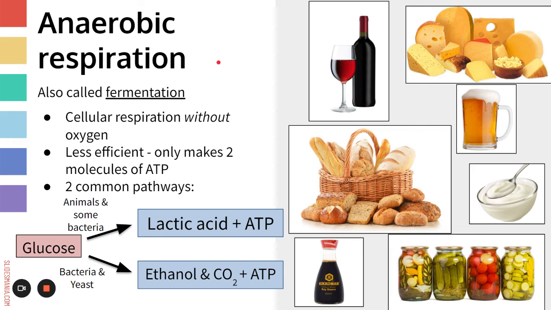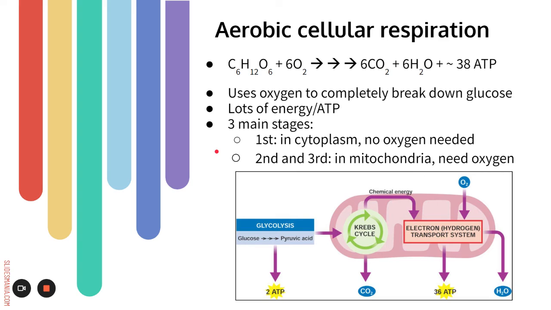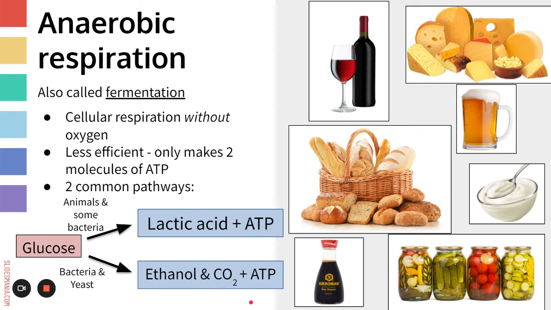So the downside is that it's way less efficient. You're only getting about 2 molecules of ATP instead of the 38 molecules that we talked about with aerobic cellular respiration. And you might notice we get 2 ATP from this first step here, glycolysis, that doesn't require oxygen. So essentially, anaerobic respiration is just this first step, this glycolysis step, plus a couple little extra touches here and there. So cellular respiration without oxygen, it's less efficient, only making 2 molecules of ATP. There are two common pathways for this to occur.